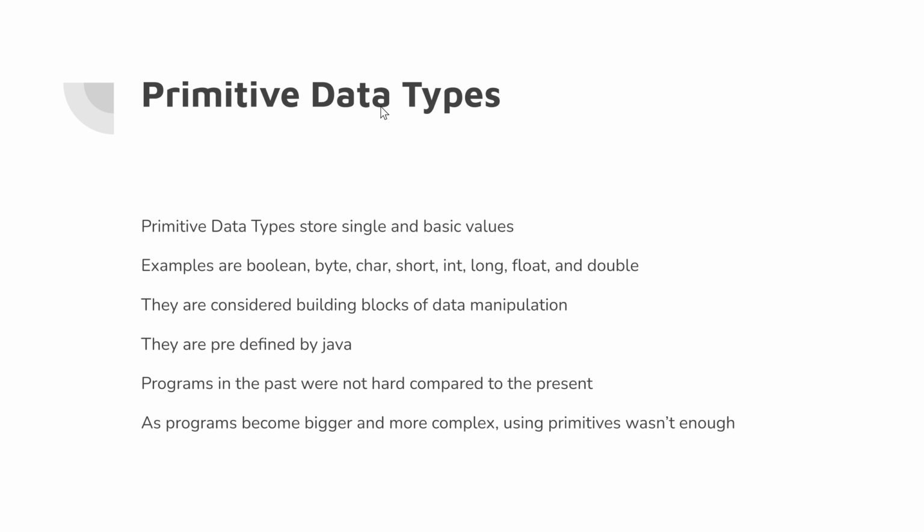Primitive data types are single and basic values. Examples are boolean, byte, char, short, int, long, float, double. They are considered the building blocks of data manipulation. They are predefined by Java.